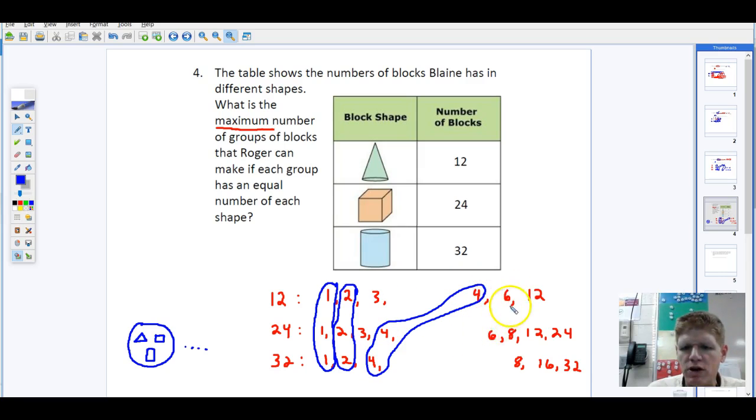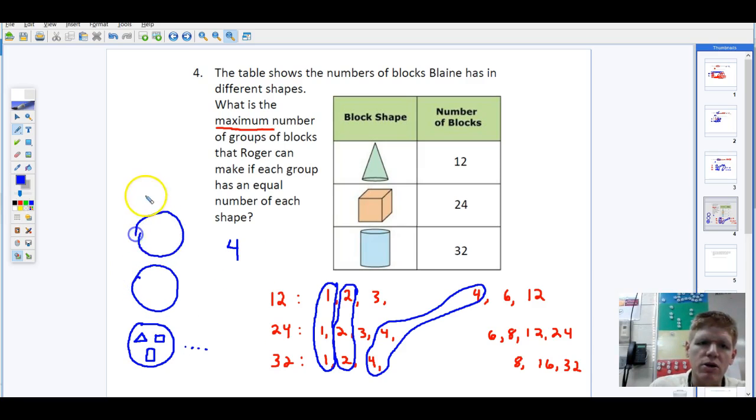6 is a common factor of 12 and 24, but not 32. 8 is a common factor of 24 and 32, but not number 12. 12 is a common factor of 12 and 24, but not 32. Looks like our greatest common factor is going to be 4. Our greatest common factor is 4. So we'll be able to make 4 of these groups with the same number of shapes in each group. That's it.